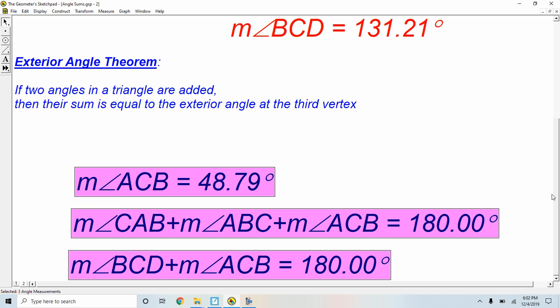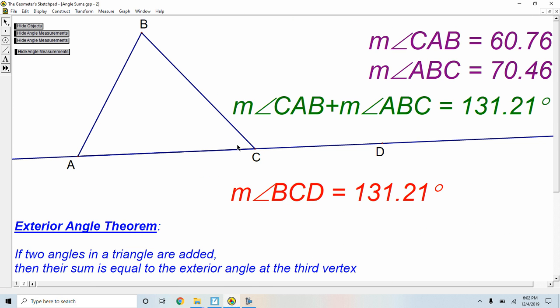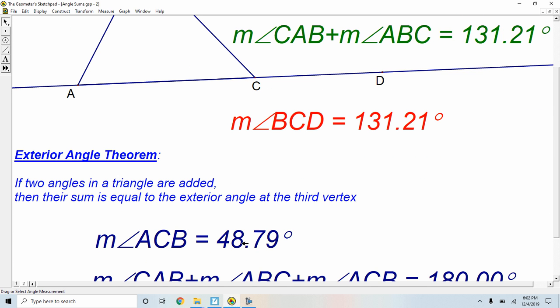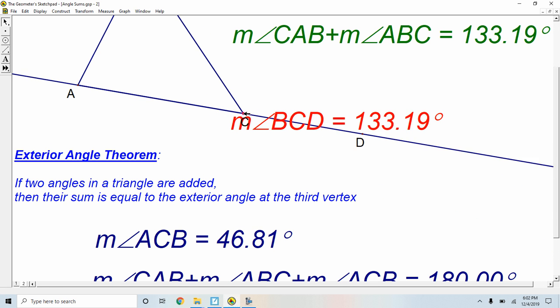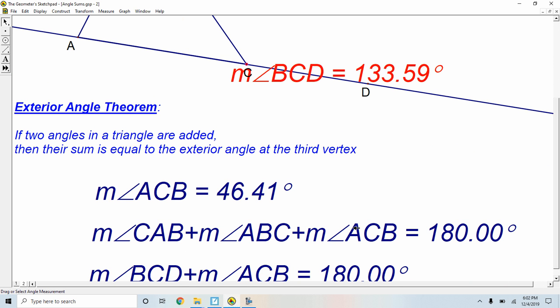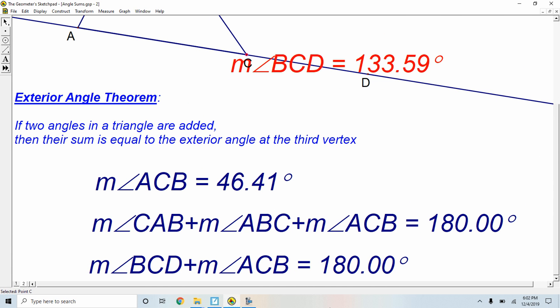So I wanted to show you where that relationship is derived from. I could find the measure of this angle, and that is angle ACB right here. Right at this point, it's 48.79 degrees. That could change based on how big A and B are. These 3 angles should add up to 180. So I measured all 3 of those angles and added them up, and they add to 180. The same thing is true about this missing angle and the exterior angle. Those two add to 180.